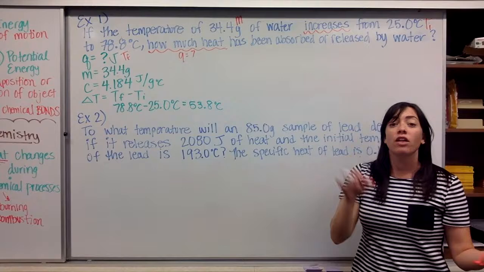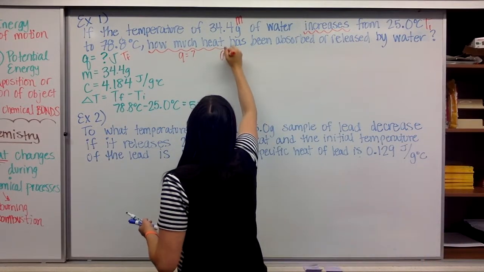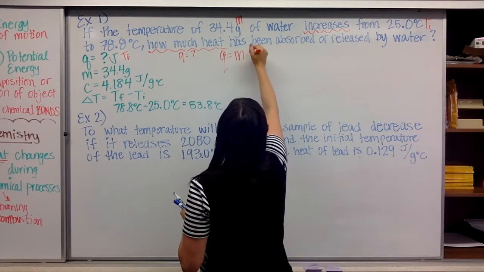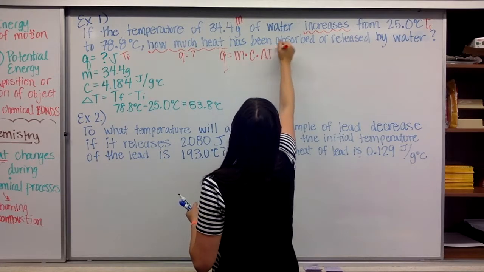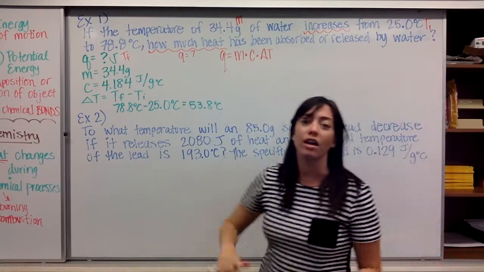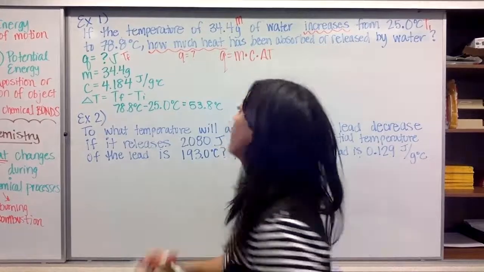My brand new formula, the only one that we know so far, so this is easy so far, is Q equals MCAT. We can remember that because we all want to be doctors, right? MC delta T. All I got to do now, this is easy, I'm solving for Q. I just got to plug in. I don't even have to isolate any of my variables.